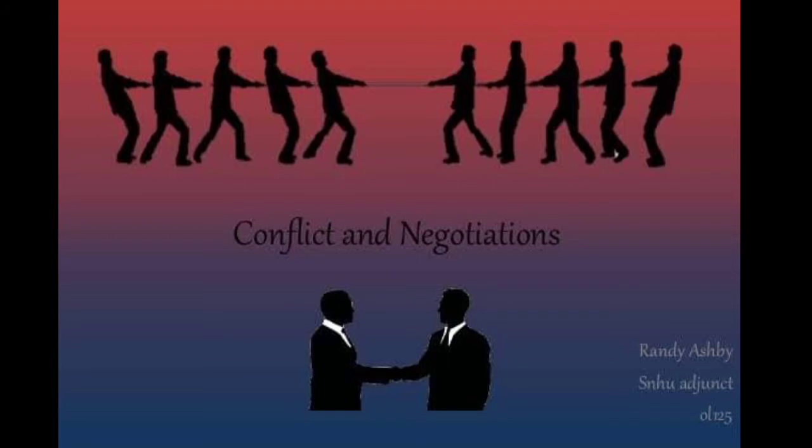Effective conflict resolution and negotiation. Conflict is a disagreement between two entities. Those two entities could be two people, two companies, two teams, two countries. It could be any two entities that disagree on how a certain thing should be done. We should learn how to effectively handle them.